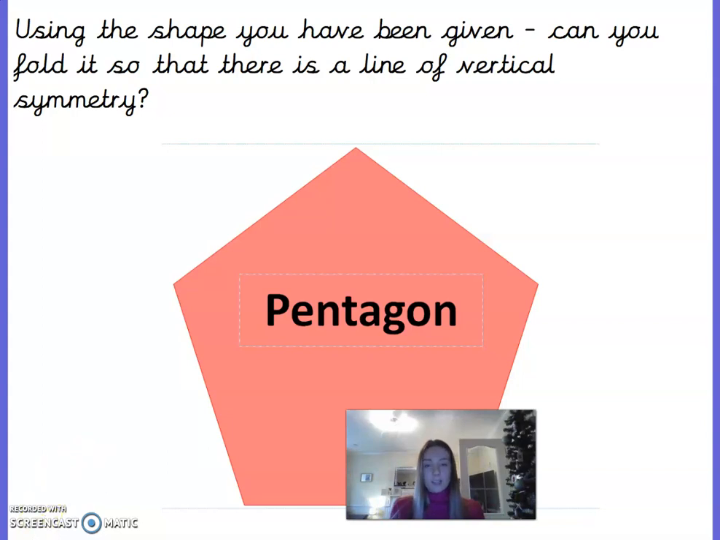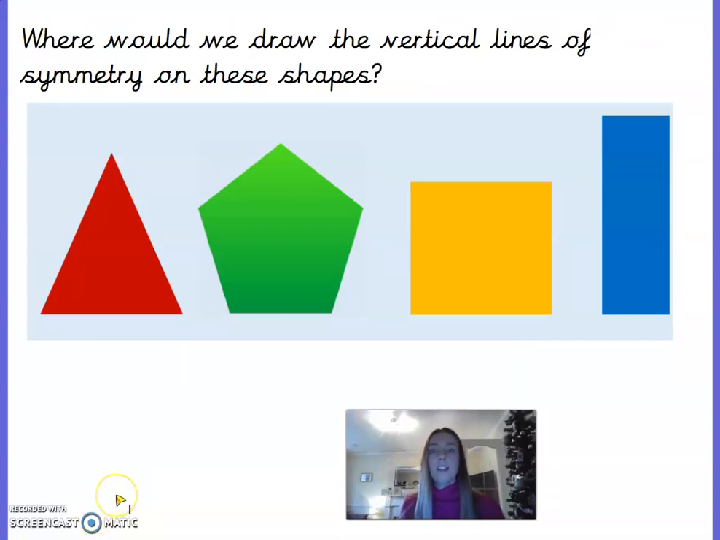Okay, so hopefully you've had a go at experimenting to fold some vertical lines of symmetry. So next, I'd like you to have a look at these shapes. Where would we draw the vertical lines of symmetry on these shapes? Where do we think we might draw them? Remember, if it's going to be symmetrical, it needs to be exactly the same on both sides. So if I was to draw a vertical line of symmetry going down my triangle, I'd need to make sure I'm going right down the middle of my triangle, and I can see it's exactly the same on both sides. So it has got a vertical line of symmetry.